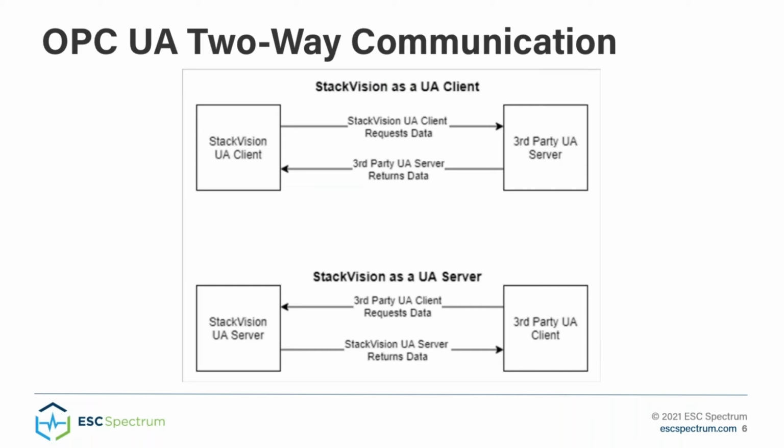Well, what's a visual representation of what's going on with OPC UA? Well, there are two situations that could happen when you're utilizing StackVision UA. You can use StackVision as a UA client. In that case, you're requesting data from a third-party server, and that server would then send data back to the StackVision UA client. You can also act as the server itself. StackVision UA server can house the data, and you can use a third-party client to request data from the StackVision UA server, and that UA server can receive that data.